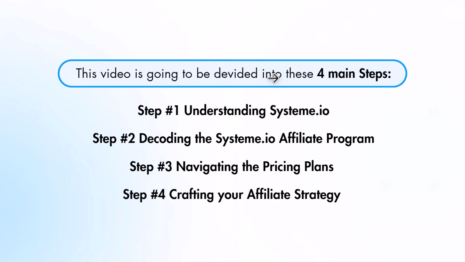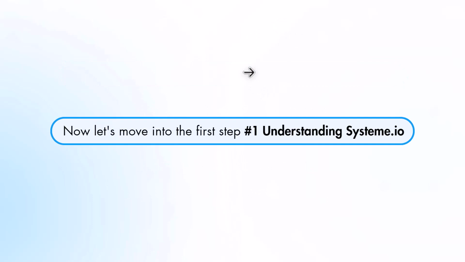This video is going to be divided into these 4 main steps. Step 1, understanding System.io. Step 2, decoding the System.io affiliate program. Step 3, navigating the pricing plans. And step 4, crafting your affiliate marketing strategy. Now let's move into the first step, understanding System.io.